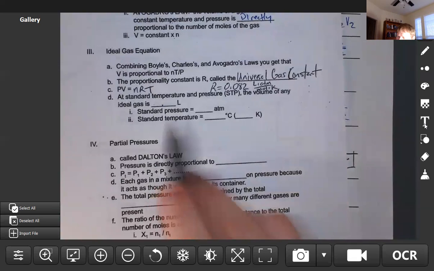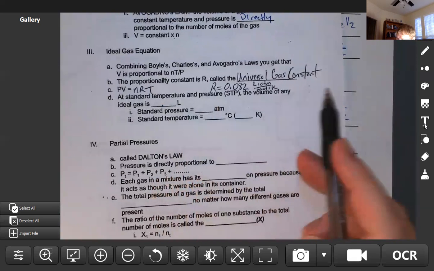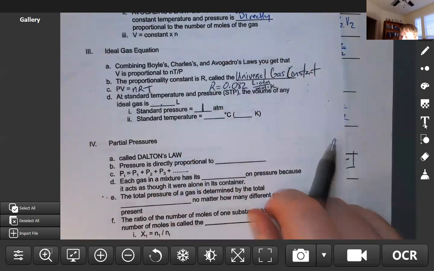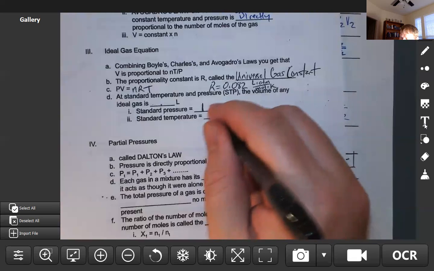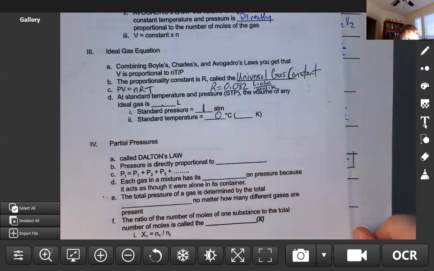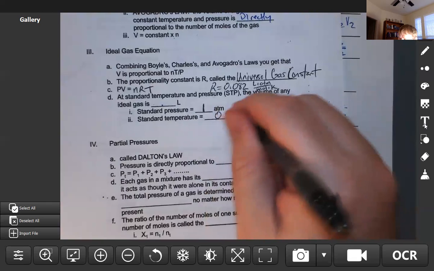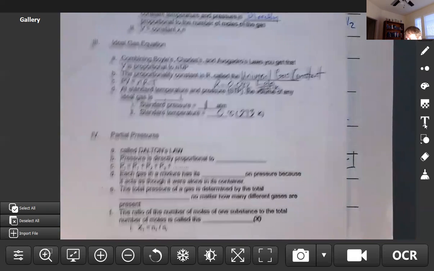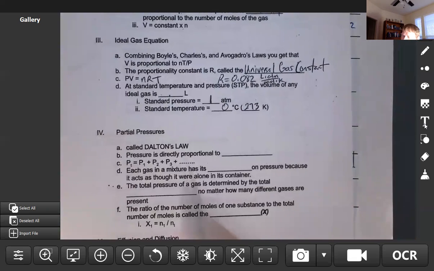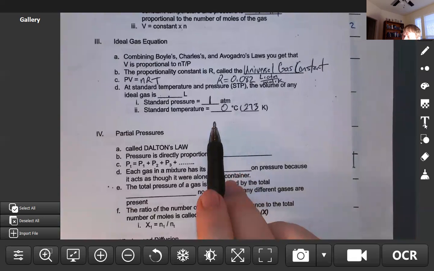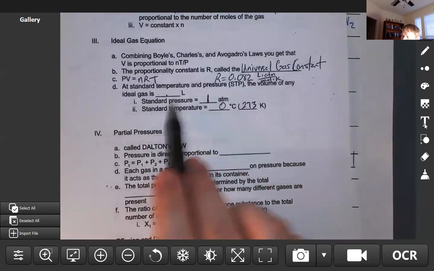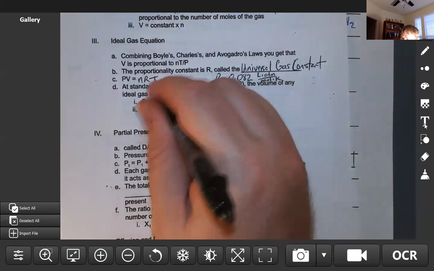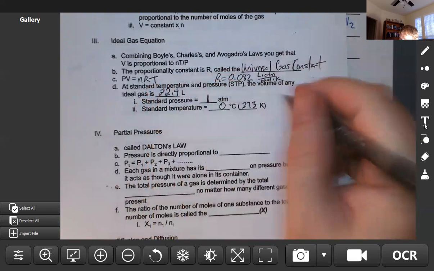So at standard temperature and pressure, which is just normal, standard pressure is 1 atmosphere, so that's atmospheric pressure. And standard temperature for gases has been set at 0 degrees Celsius. That's pretty cold. That's 273 Kelvin. So that's not room temperature. That's the freezing point, 32 Fahrenheit. That's cold, but that's what they call standard temperature for gases. At standard temperature and pressure, the volume of 1 mole of any gas is 22.4 liters.